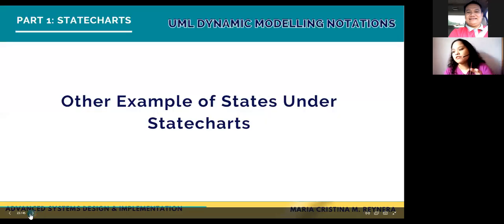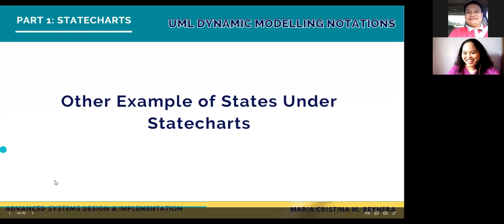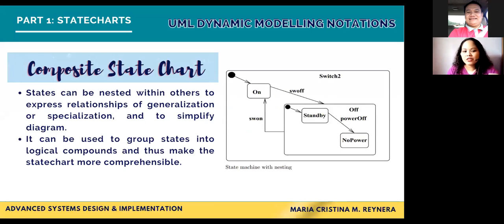So, other examples of states under state charts. There's still a lot, so I just want you to be with me in the discussion, okay? The first one is the composite state chart. This chart is nested within others to explain the relationships of generalization or specification and to simplify diagrams. A composite state contains one or more substates, so it's like a state within a state. When a composite state is entered, its entry nodes denote the substate to be activated.